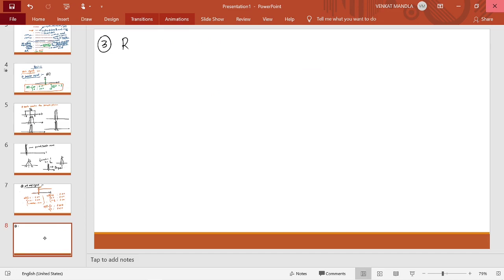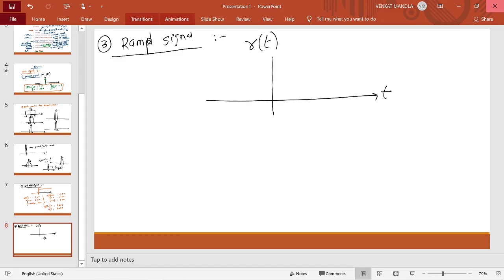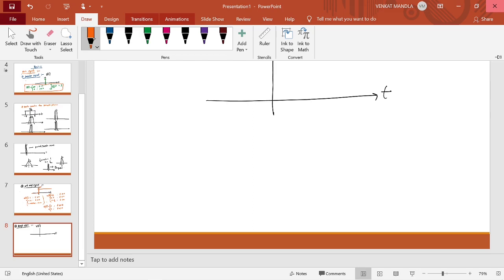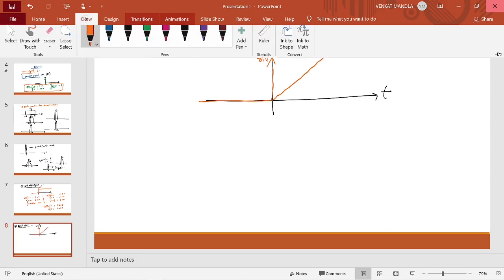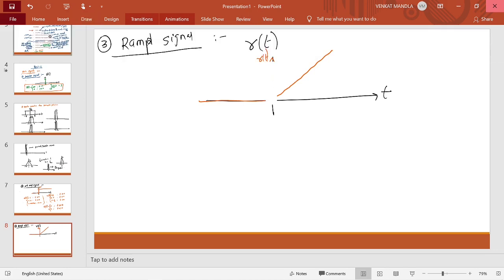Third signal, ramp. The ramp signal, I'll represent this with r of t. First, I will represent it graphically. This is t. This is r of t, just like this.